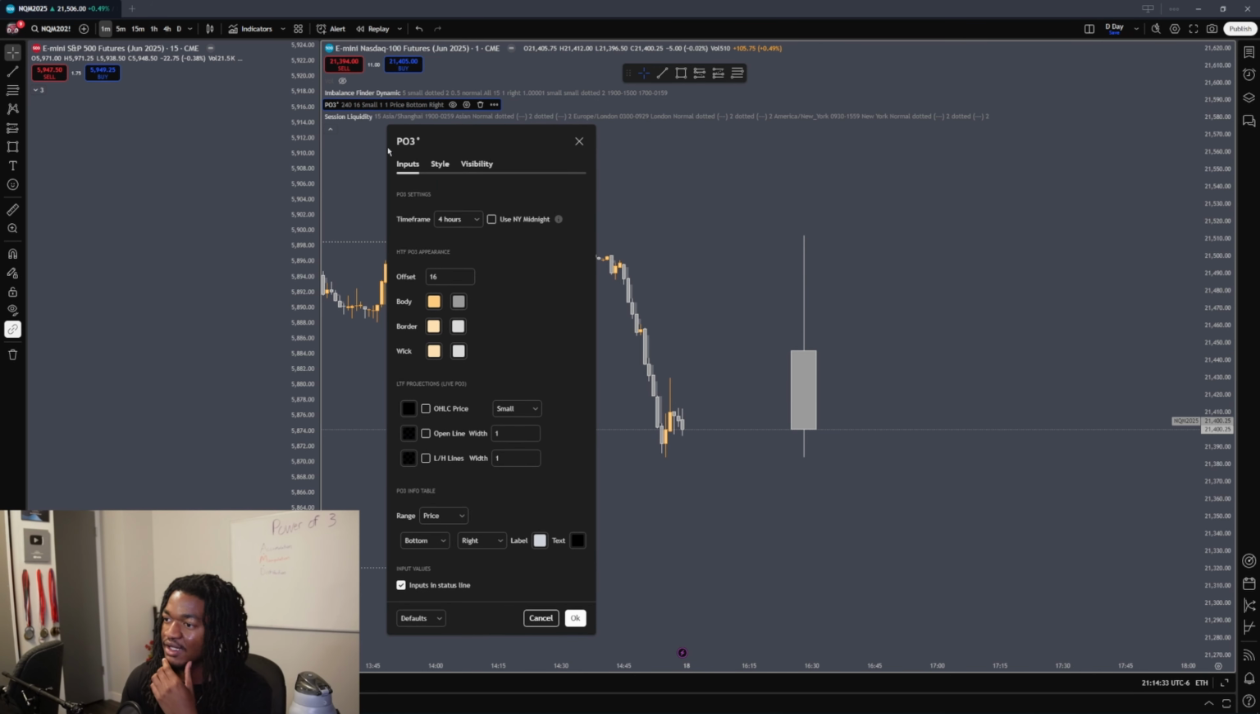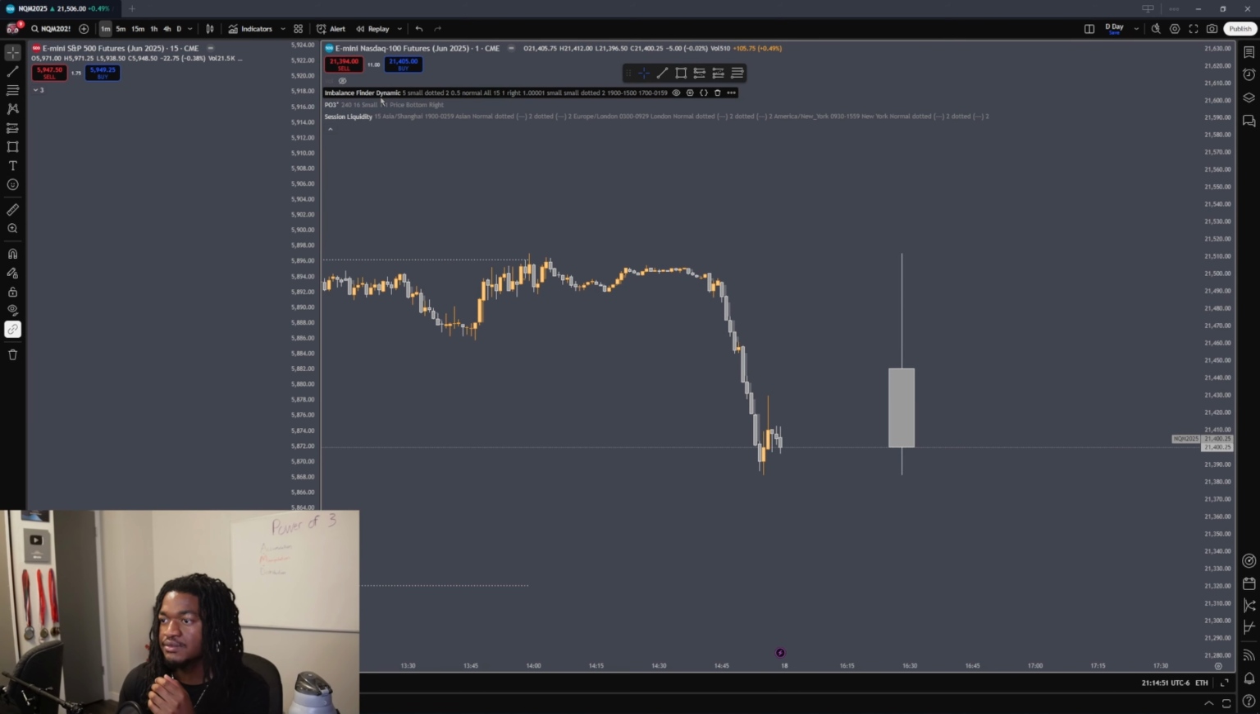So with that, we have again the PO3 time frame set to 4 hours, offset 16, so that's just the distance it moves between here. Color that as much as you want. I turned all this off, and that's how this first one does look here.